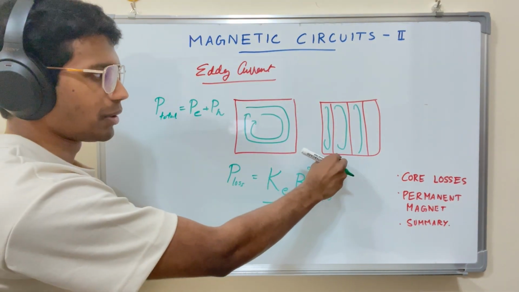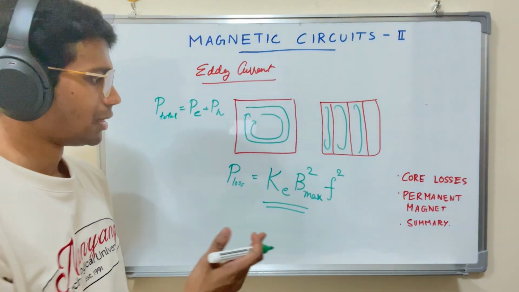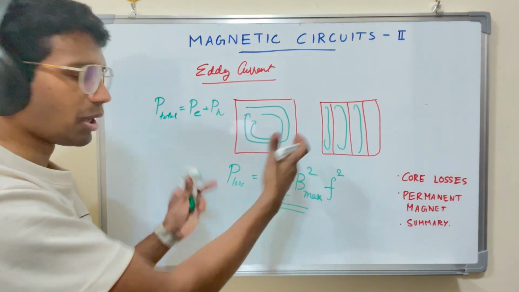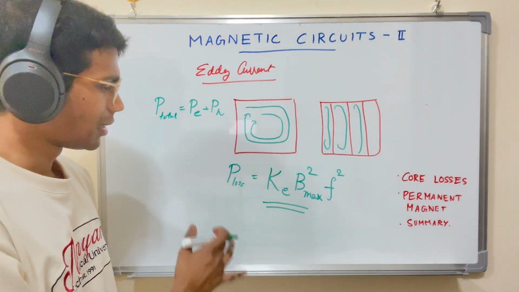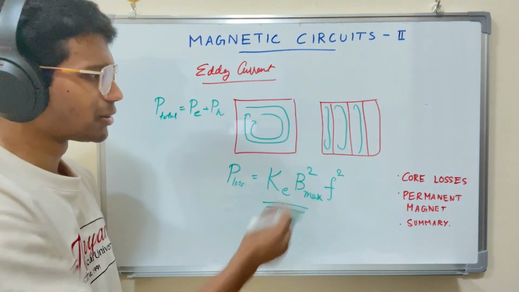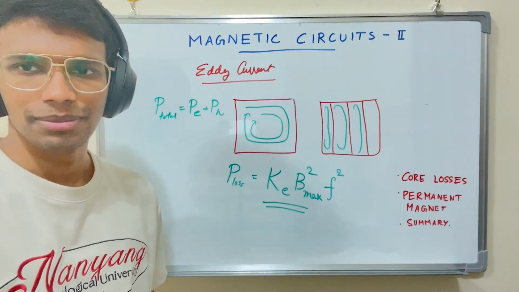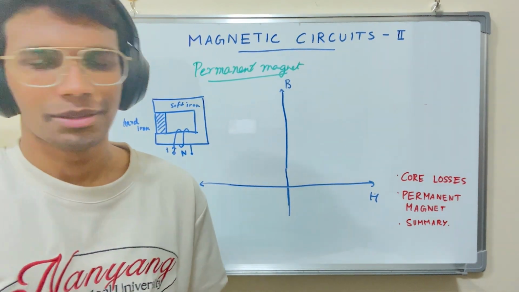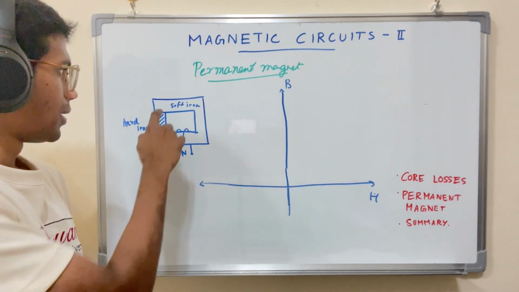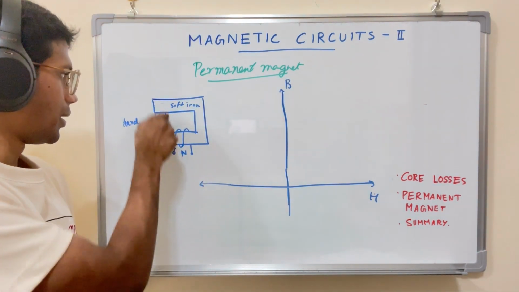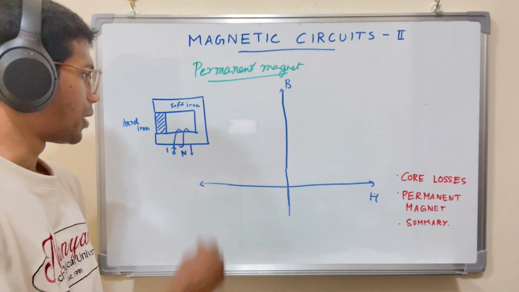For smaller sheets that are laminated together, the value of KE is much smaller than it would be for a large bulk of the core. And also I think the thickness of the sheets used is maybe 0.3 to 0.5 mm. Now coming to an experimental setup with a permanent magnet. Well, not an experiment, this is an apparatus where we have a C shape made of soft iron and then a piece of hard iron placed, and we're supplying current through a loop wrapped around it.